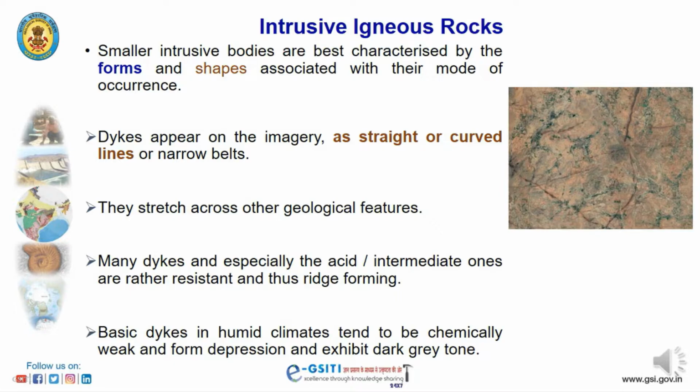Smaller intrusive bodies are best characterized by the form and shapes associated with their mode of occurrence. Dikes appear on the imagery as straight or curved lines or narrow belts. They stretch across the geological features. Many dikes, and especially the acid or intermediate ones, are rather resistant and thus form a ridge. Basic dikes in humid climates tend to be chemically weak and form depressions and exhibit dark gray tone or dark color in satellite imagery.